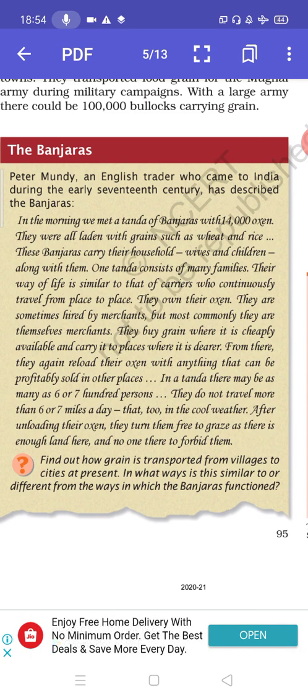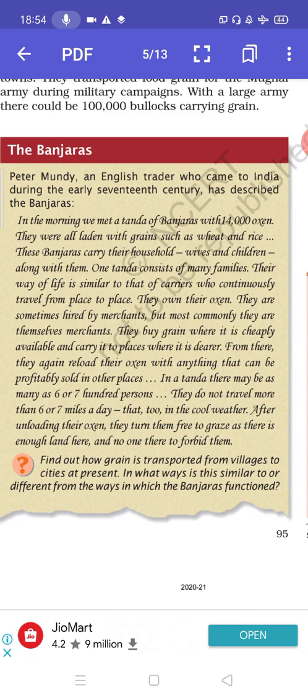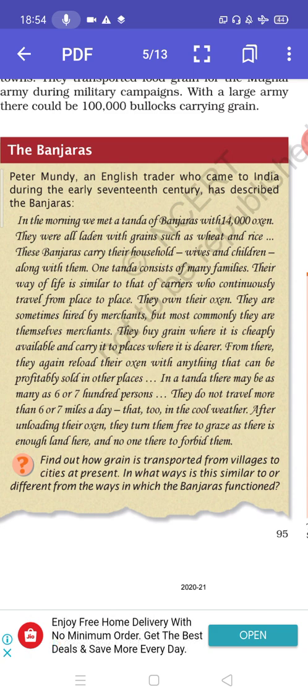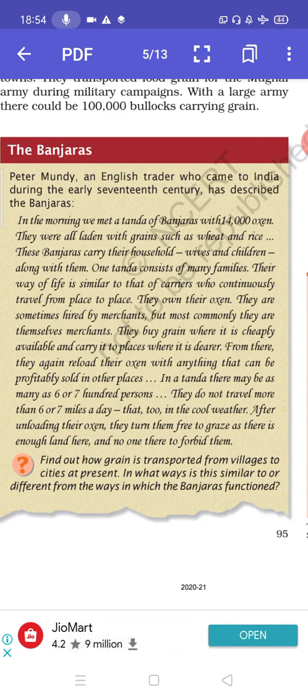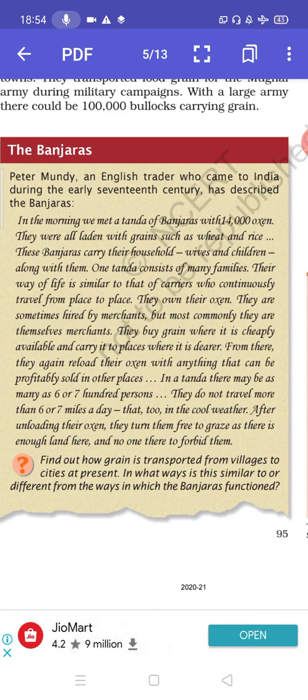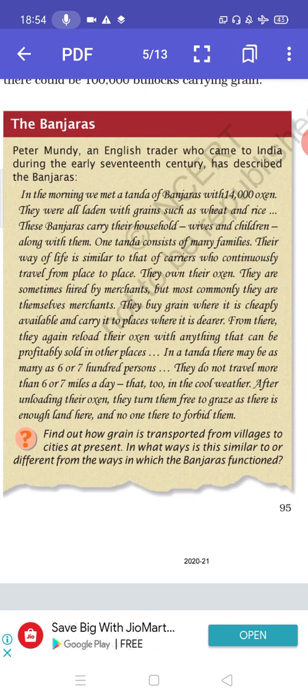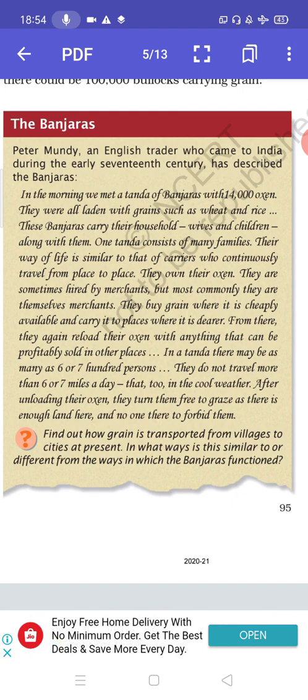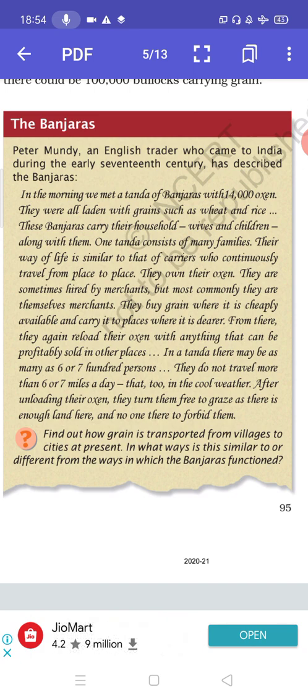After unloading their oxen, they turn them free to graze, as there is enough land here and no one there to forbid them. So it was fixed that they would travel only 6 or 7 miles a day, and the tanda consisted of 6 or 700 people. Once they reached a place, they freed their animals so that they could easily go and graze anywhere, and nobody stopped those animals from grazing. And what else you get to know from here is that in our country, in summers it is very difficult to travel, but in cool weather, that is in winters, it is easier. So they prefer to travel in that season.